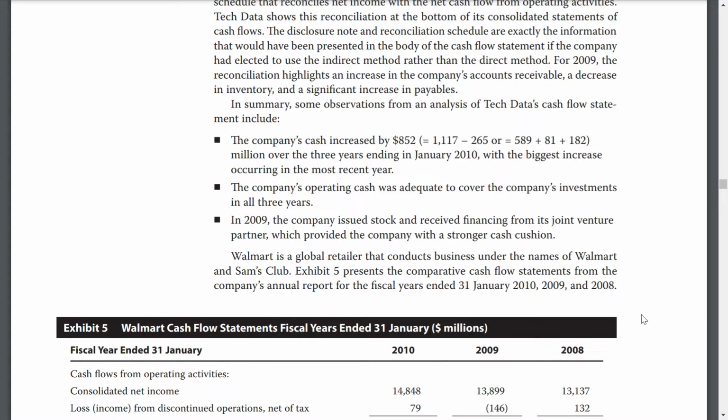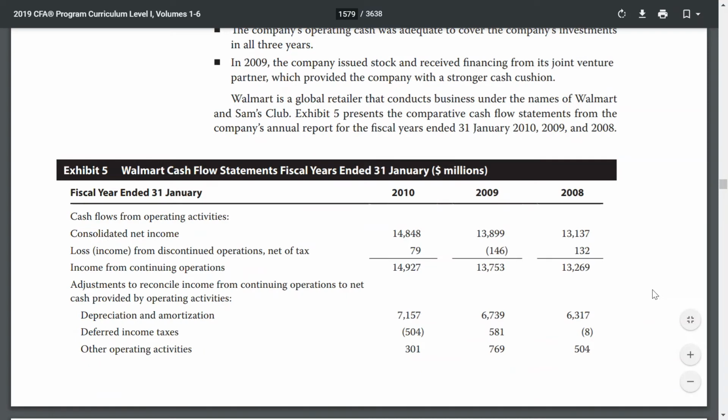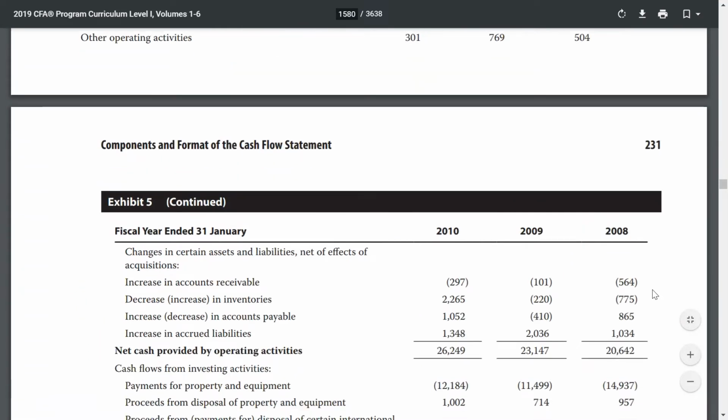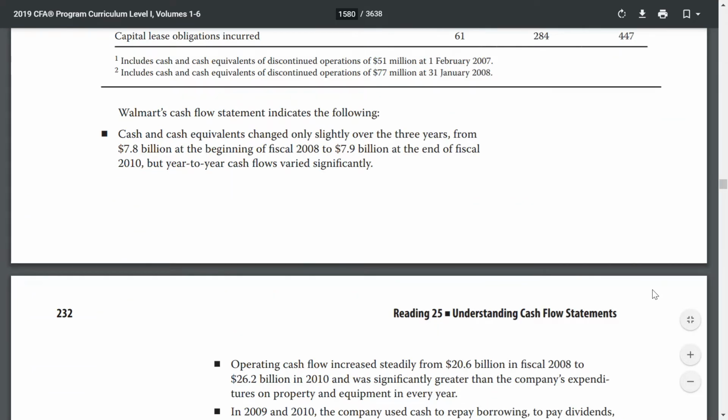Walmart is a global retailer that conducts business under the name Walmart and Sam's Club. Exhibit 5 presents the comparative cash flow statements from the company's annual report for the fiscal years ended 31st of January 2010, 2009, and 2008. Walmart's cash flow statements indicate the following: cash and cash equivalents changed only slightly over the three years, from $7.8 billion at the beginning of fiscal 2008 to $7.9 billion at the end of fiscal 2010.